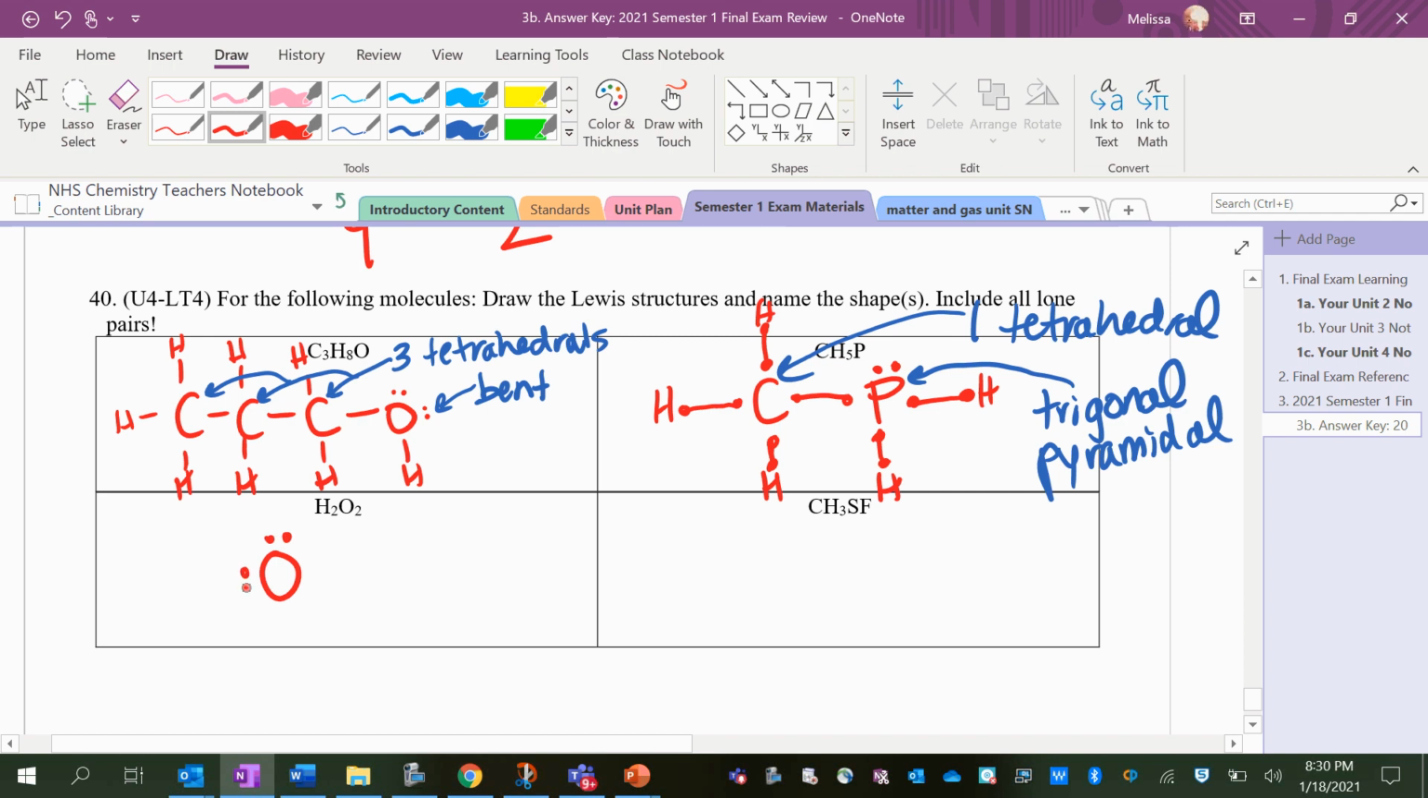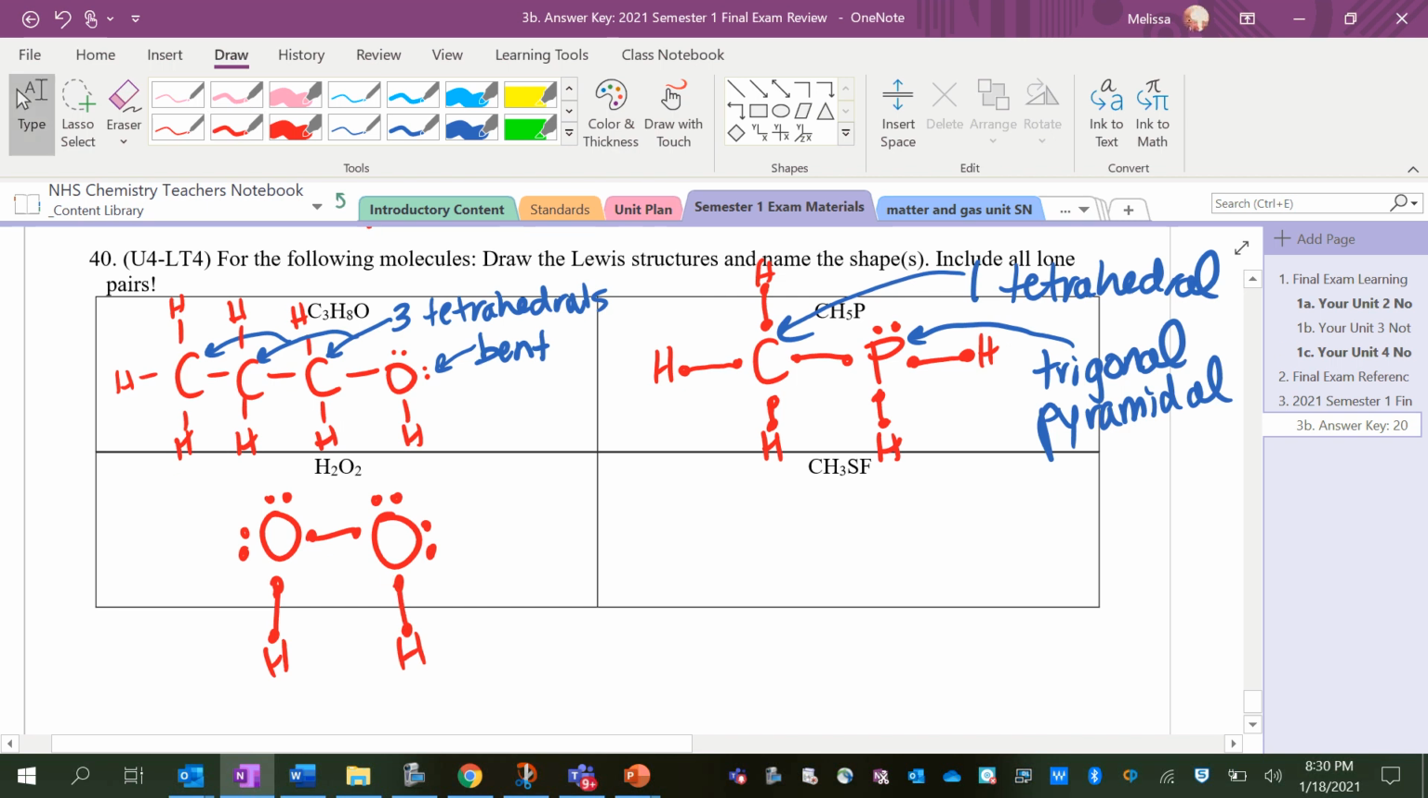H2O2. Oxygen has 6 dots, 2 lonely electrons. So we'll connect them once and fill in our 2 hydrogens. So each of these is a central atom, 2 things attached, 2 lone pairs each. So that's 2 bent shapes.